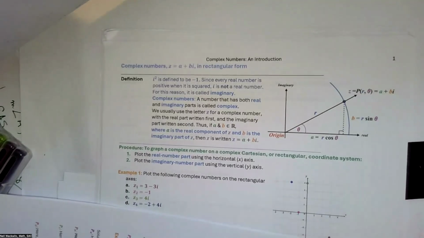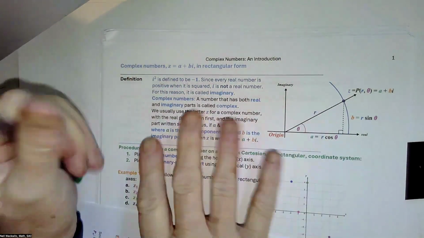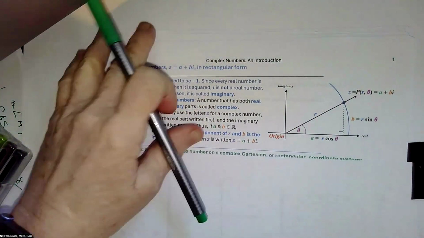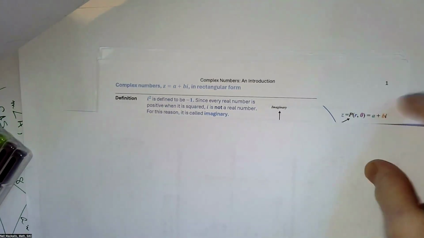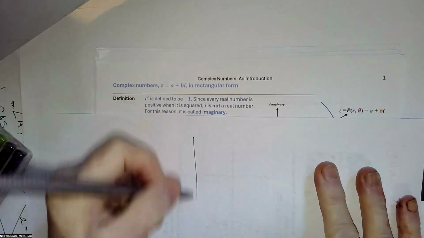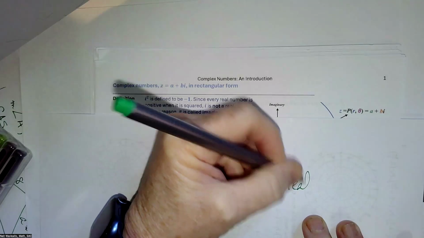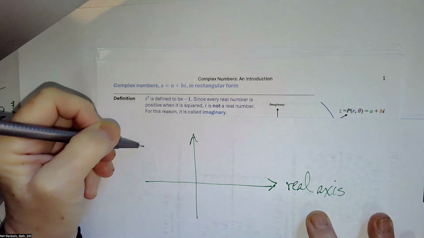So the reason why I stuck with little a and little b, looking at rectangular form of polar coordinates, was that that will be exactly the same for looking at complex numbers. So first, in rectangular form, we have the real axis and the imaginary axis.